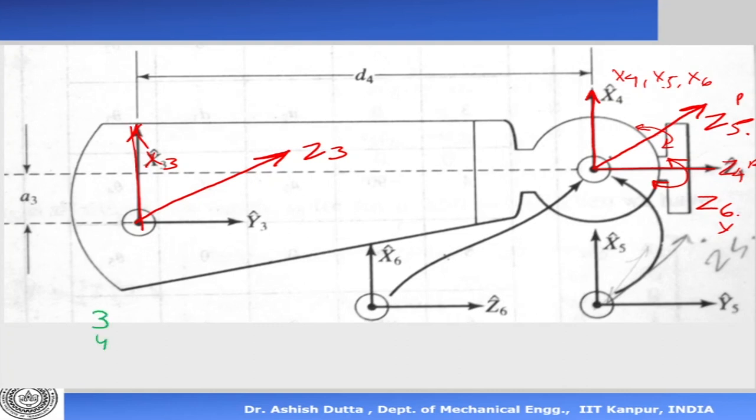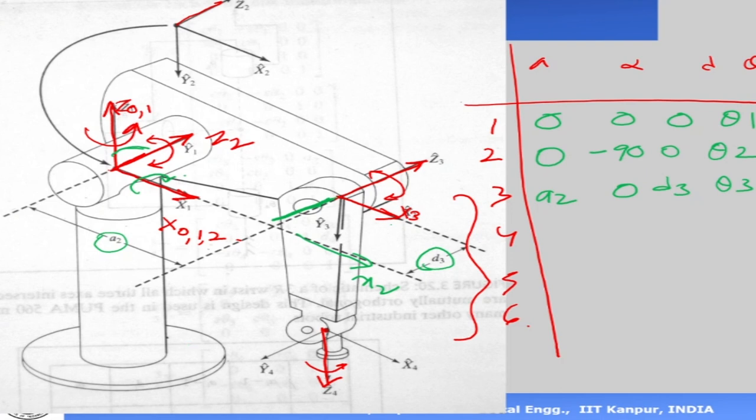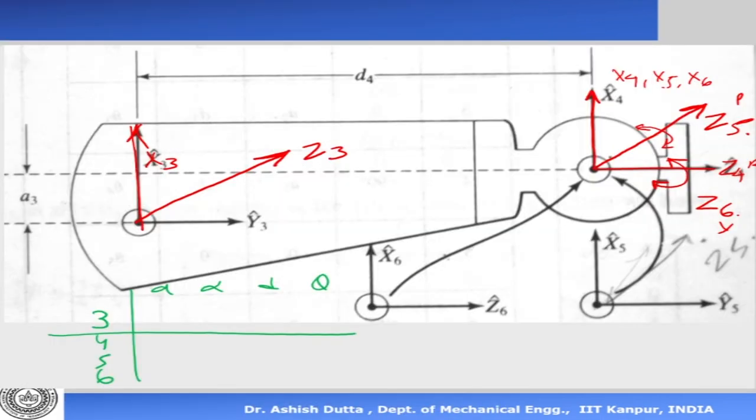So 3, 4, 5, 6, right? So A alpha D theta. We have just finished with 1, 2, 3. We have finished here. So I'll move 4, 5, 6 to the next one. 4, 5, 6 is here. Okay, so Z3 is here, Z4 is here. They are intersecting axes. Okay, they are in the same direction.